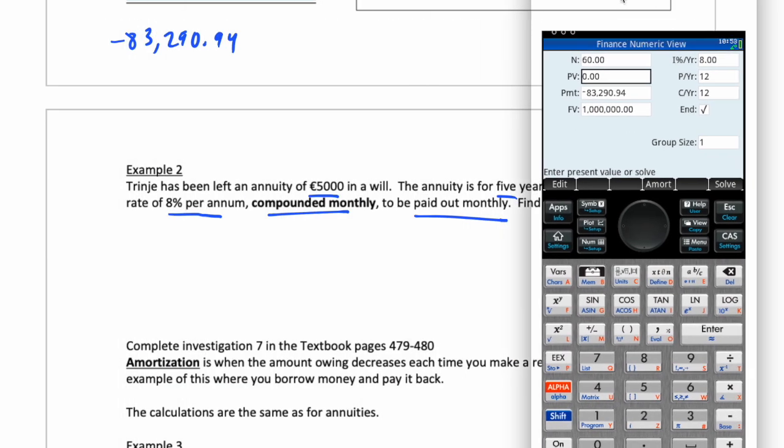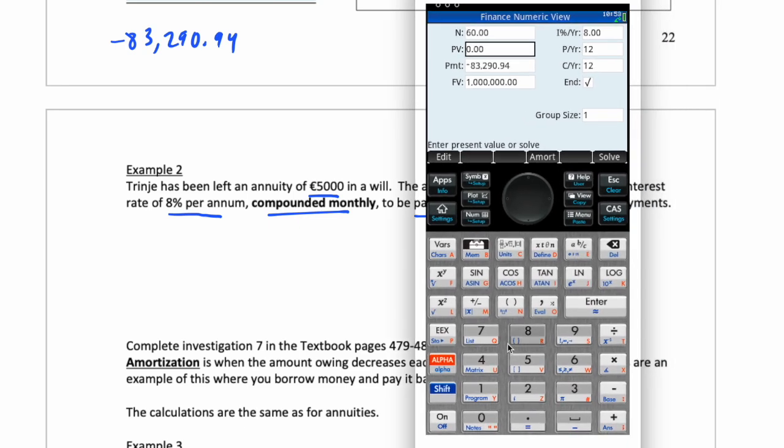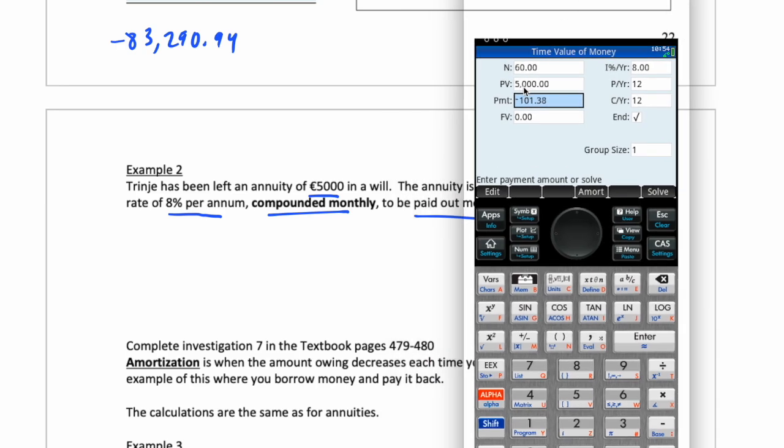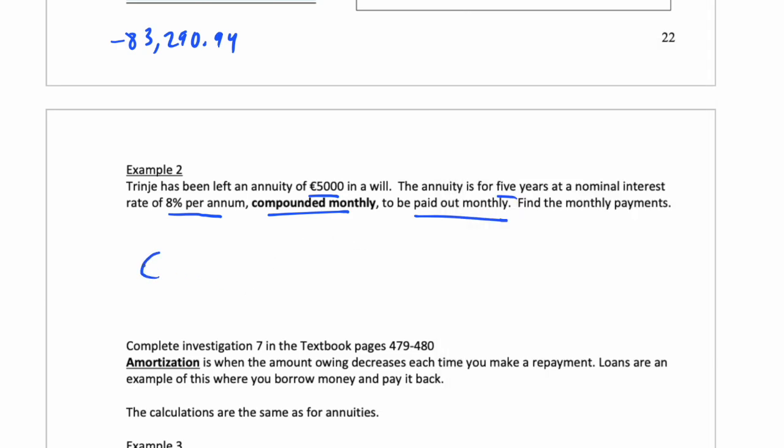Present value is 5,000. Okay, and in the future, it's going to be run out. It's going to be 0. So I think we have everything typed in. Then we click on solve here. Actually, I think I should have put negative 5,000 there, but you get 101 euro and 38 cents per month. So it is 101.38.